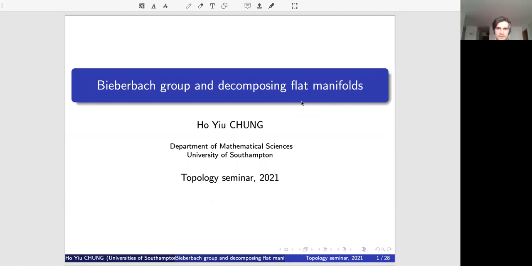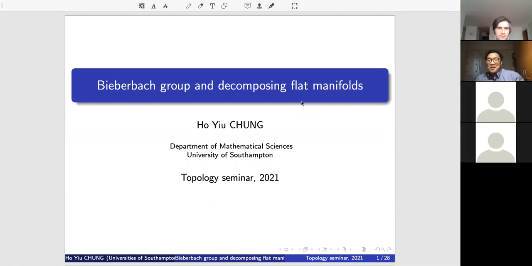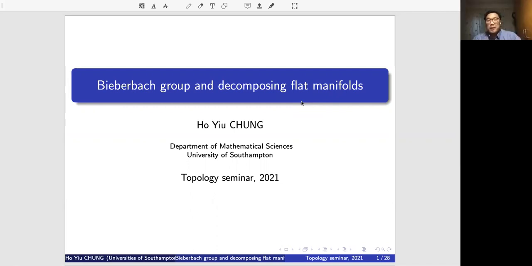So this is basically what I've been doing for my whole PhD, the whole 3 years. I'm working with Bieberbach groups, which are algebraic groups closely related to flat manifolds, so a lot of differential manifold type questions can be translated into algebraic questions by studying Bieberbach groups.